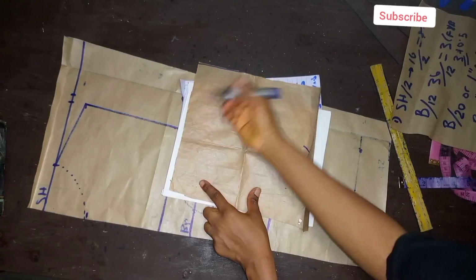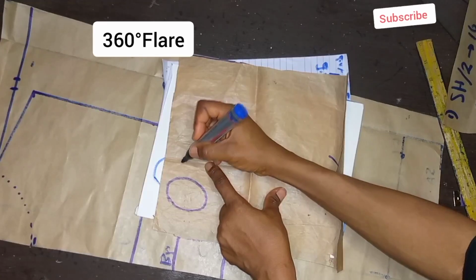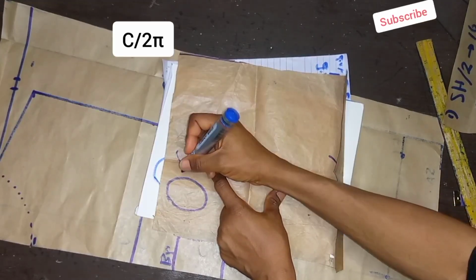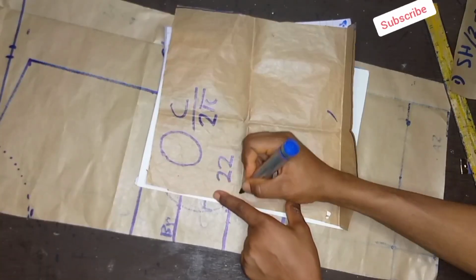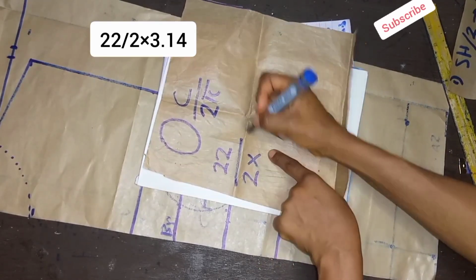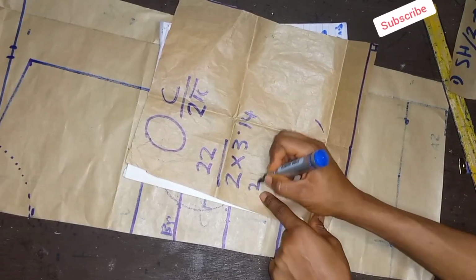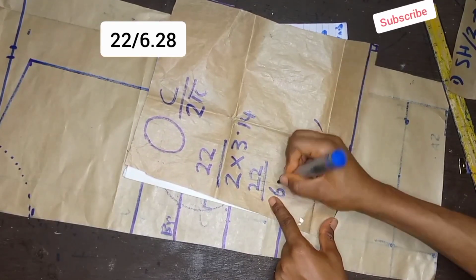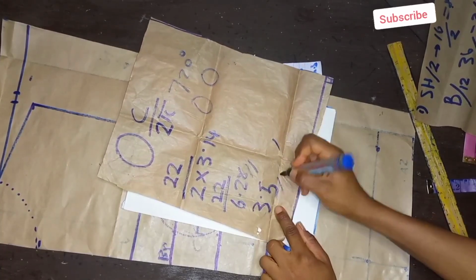The next on my list is the 360-degree flare. The formula for a 360-degree flare is circumference. This circumference can be any circumference. So circumference divided by 2 pi. So let's say the circumference is 22 inches. 22 inches divided by 2 pi. Pi is 3.14. And 2 multiplied by 3.14 will give us 6.28. So 22 divided by 6.28. So the radius for our 360-degree flare will be 3.5.